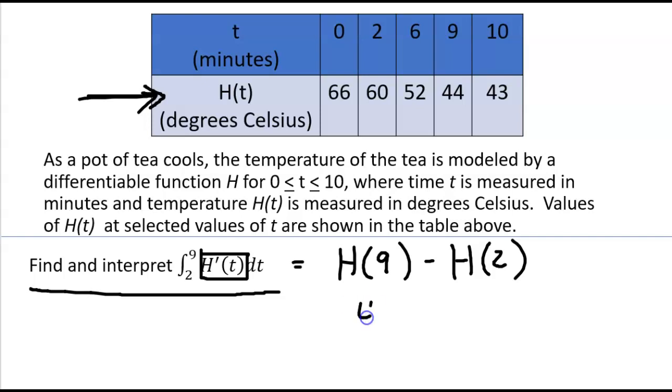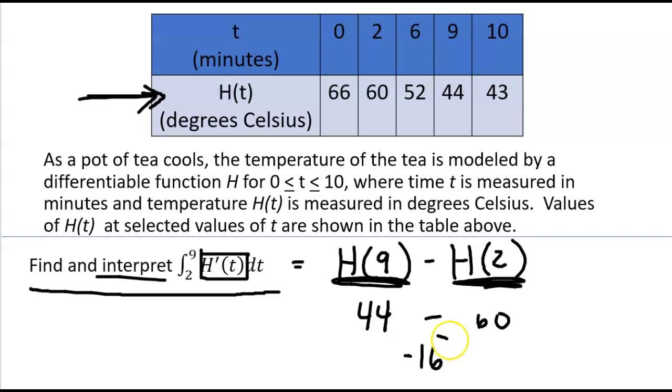So h of 9, you can see from the table, is 44, and h of 2 is 60. And that would be what? That would be 16, negative 16. Now, it does ask me to interpret it. So what does this mean? Well, this tells me the temperature of my function at 9 minutes. The temperature of my function at 9 minutes is 44 degrees Celsius. And the temperature of my function, of the pot of tea, I should say, at 2 minutes is 60 degrees Celsius. So what does this number represent? Well, it represents how much the temperature changed.